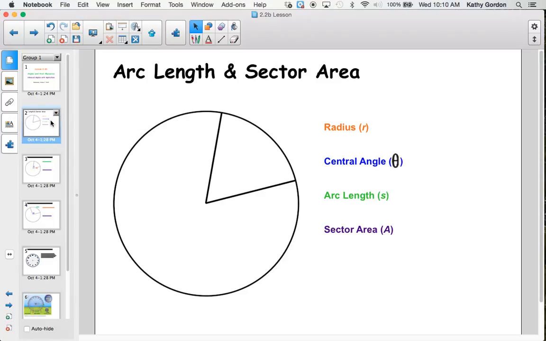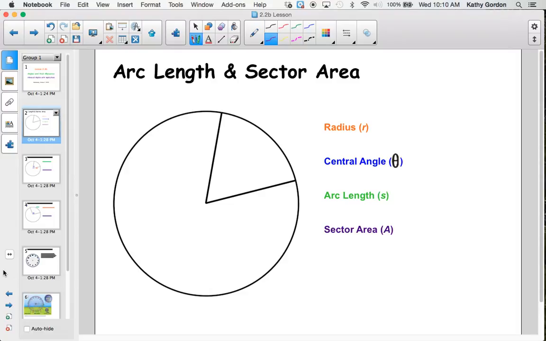In talking about using this idea of rotational angles and how we can apply that to circles. So a little bit of vocabulary here. When we're talking about a circle, we have things like a radius, we have a central angle, we have an arc length, and we have a sector area.